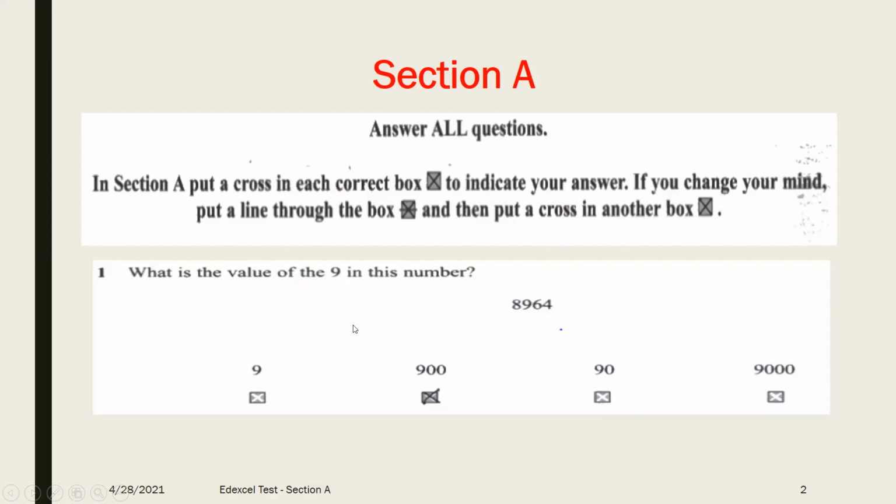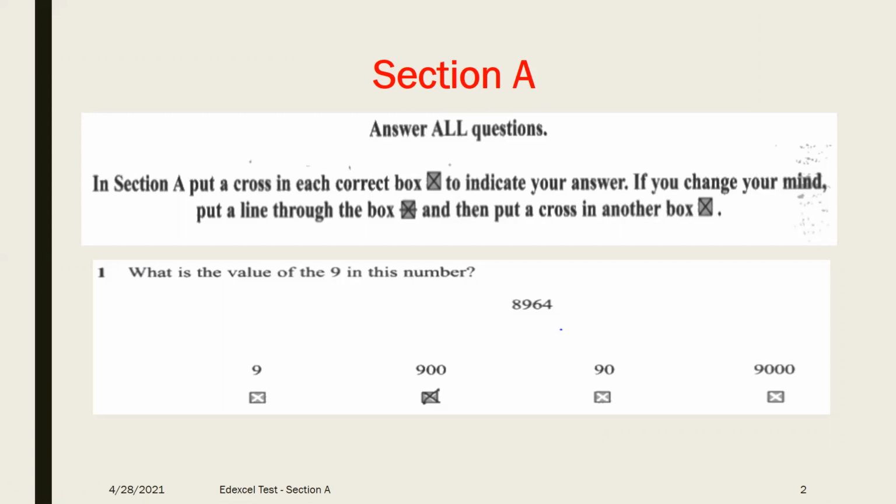Normally you will get the instructions when you get a paper. This is the instruction that they give in Section A. Answer all questions. I will read it: In Section A, put a cross in each correct box to indicate your answer. If you change your mind, put a line through the box and then put a cross in another box.